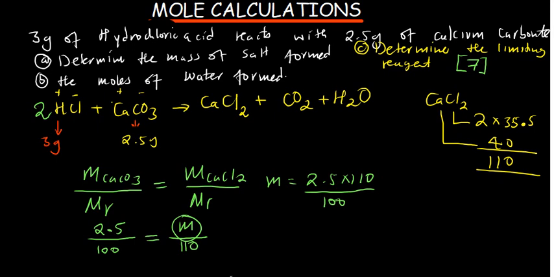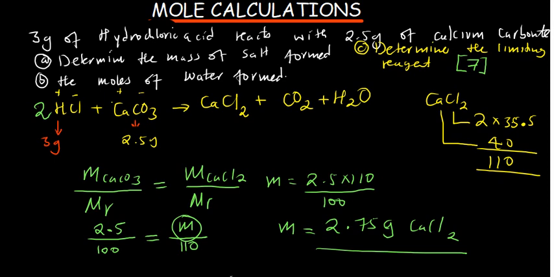Yes, Chisenga. Go on. So this is going to give us 2.75 grams of calcium chloride. This is the mass of calcium chloride that is going to be formed. Is there any question? Do you have questions?